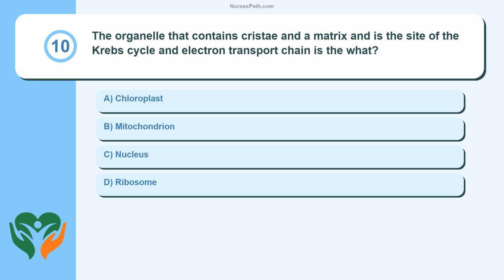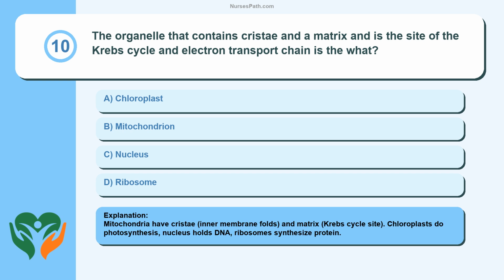Question 10. The organelle that contains cristae and a matrix and is the site of the Krebs cycle and electron transport chain is the what? Chloroplast, mitochondrion, nucleus, ribosome. Mitochondria have cristae, inner membrane folds, and matrix, the Krebs cycle site. Chloroplasts do photosynthesis, nucleus holds DNA, ribosomes synthesize protein.